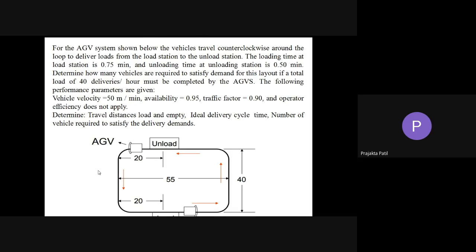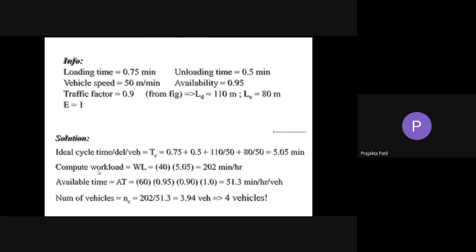Determine how many vehicles are required to satisfy demand for this layout if a total load of 40 deliveries per hour must be completed by the AGVs. So what is the demand? What is required? It is 40 deliveries per hour. For this, how many vehicles are required? You have to find what N is. What is given here? 40 deliveries per hour is what? It is RF, right?